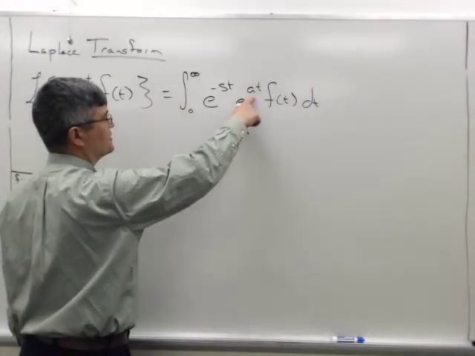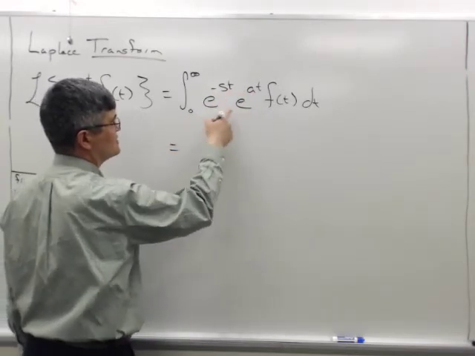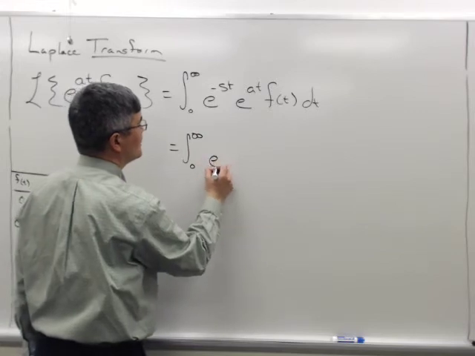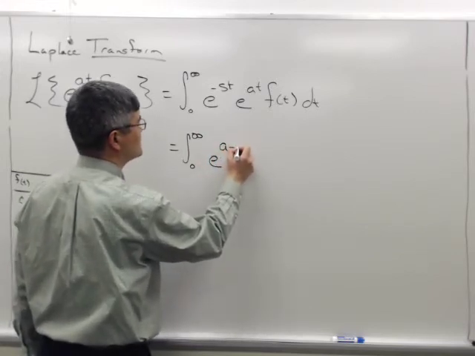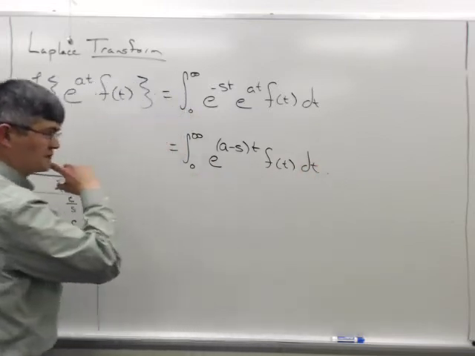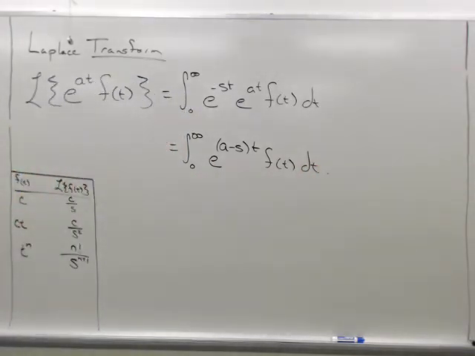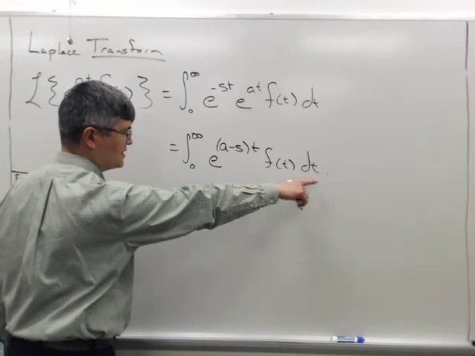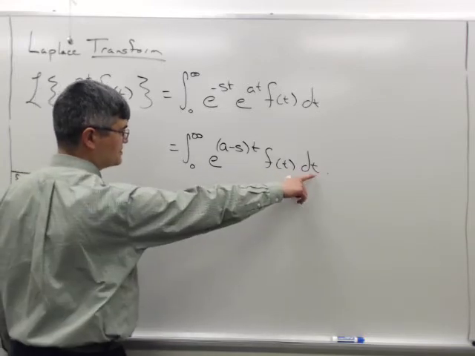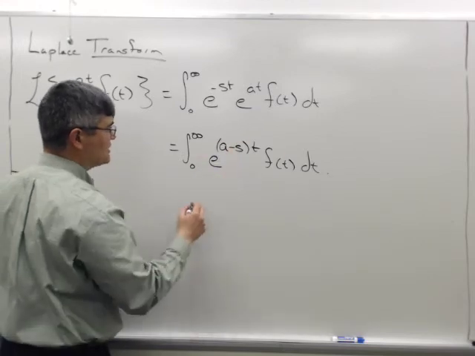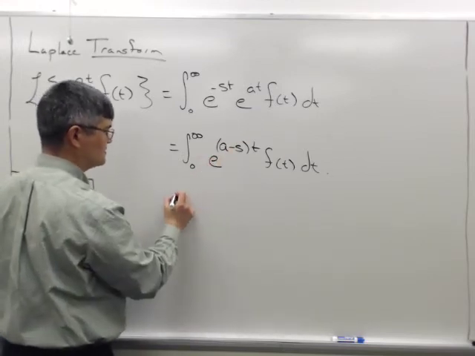And now you can see what's going to happen here. What we're going to get is this thing, integration from 0 to infinity, e to the a minus s t f of t dt. And this is not a change of variable because the a and the s are just constants as far as this goes, because we're integrating with respect to t. So this is just a constant. This is a number, just like before.